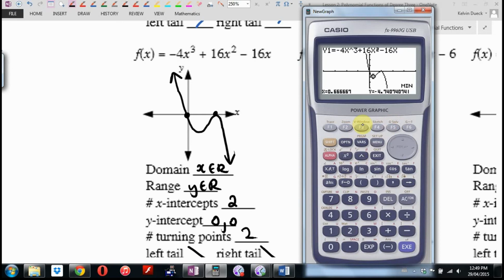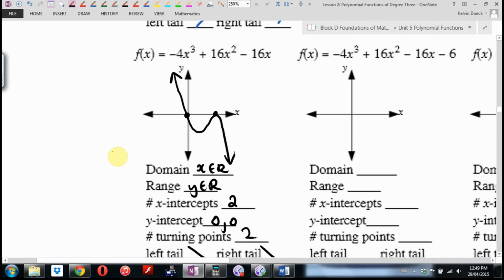By the way, do you really think that's 0.66666667? Or probably what is that value actually? Probably 2/3, if you wanted an exact value. You kind of learn to spot some of these. Oh, and we already predicted left tail, right tail.